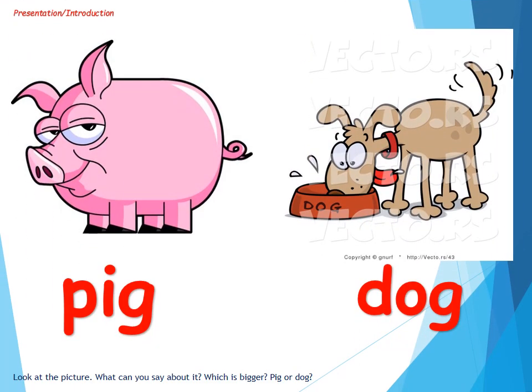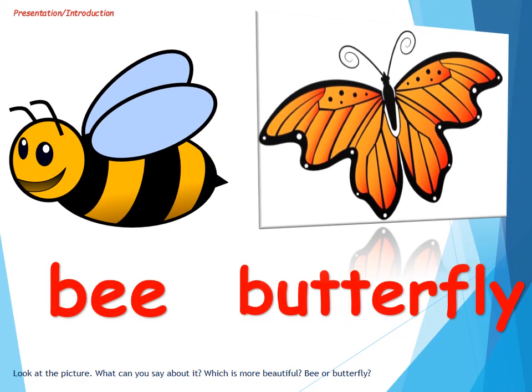Look at the picture. What can you say about it? Which is bigger, pig or dog? Look at the picture. What can you say about it? Which is more beautiful, bee or butterfly?